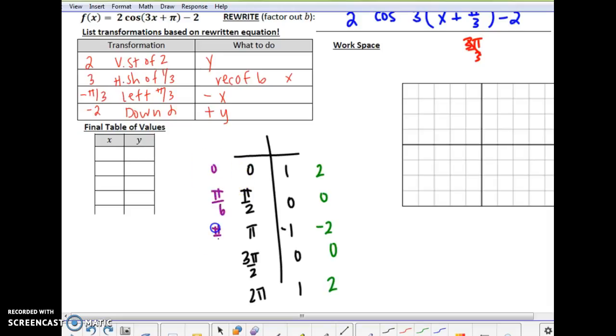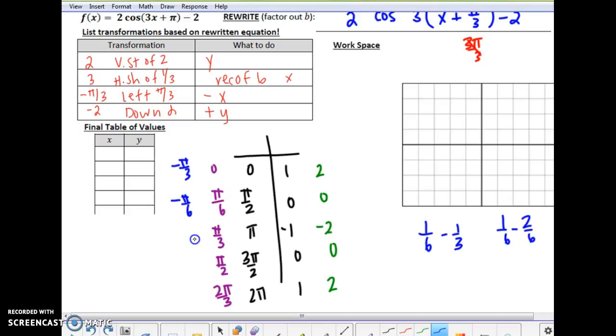This is pi over 3. Pi over 2, and then 2 pi over 3. This is where things get a little lovely. So we need to move to the left pi over 3 units. So this is going to be negative pi over 3. That one's not too bad. But I think of that as 1/6 minus 1/3. So it's going to be 1/6 minus 2/6. So it's negative pi over 6.